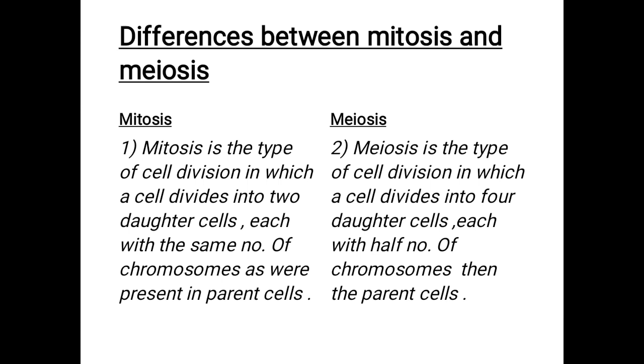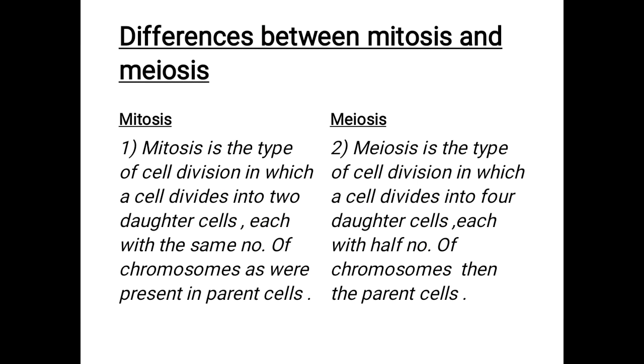Today's topic is differences between mitosis and meiosis. Mitosis is a type of cell division in which a cell divides into two daughter cells, each with the same number of chromosomes as were present in the parent cell. It means mitosis is a division in which the number of chromosomes remains the same as in the parent cell. However, meiosis is a type of cell division in which a cell divides into four daughter cells, each with half the number of chromosomes of the parent cell.